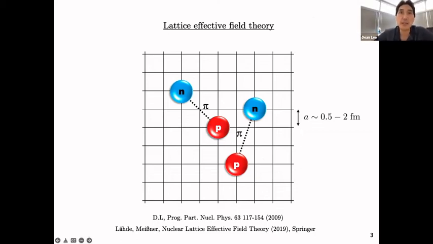So the technique we use is lattice effective field theory, which is we put protons and neutrons on a lattice with a lattice spacing of 0.5 to 2 Fermis or so. But of course, if we're doing cold atoms, these are just the atoms, and so the lattice spacing would be something quite different.